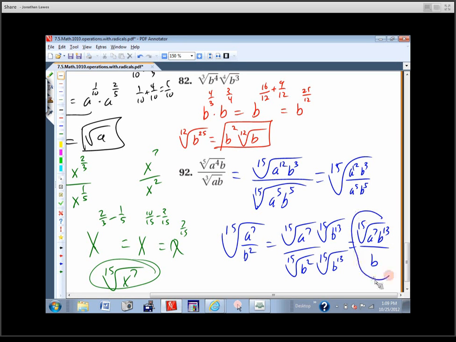So again, we go from something that looks really awful and doesn't look like we can use any of the properties, but by either thinking about them in this way or changing the index so it's the same by adjusting the index and the exponents, we get something we can simplify. Okay? Any questions?